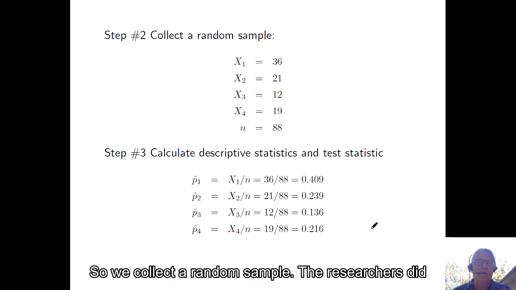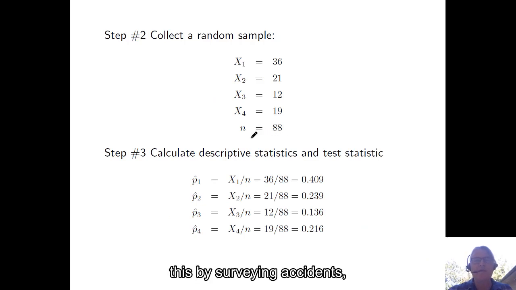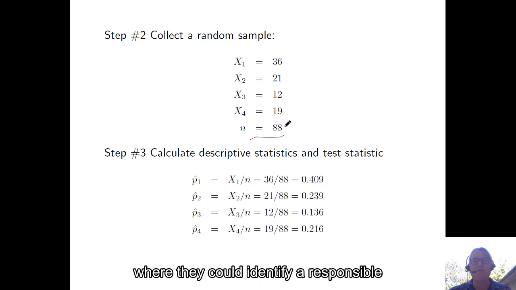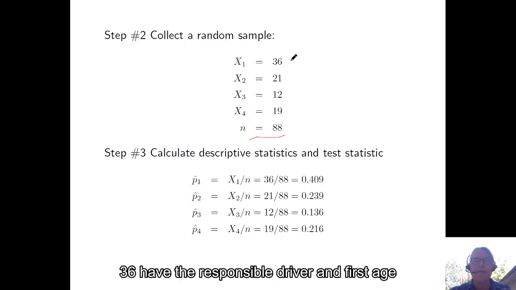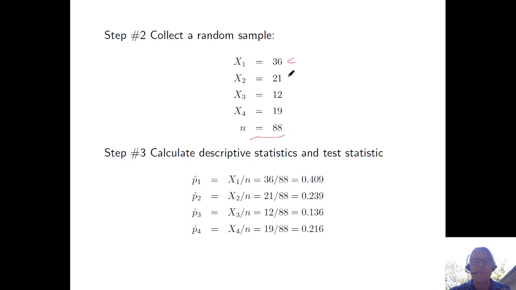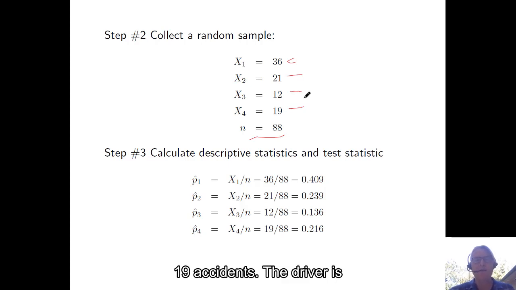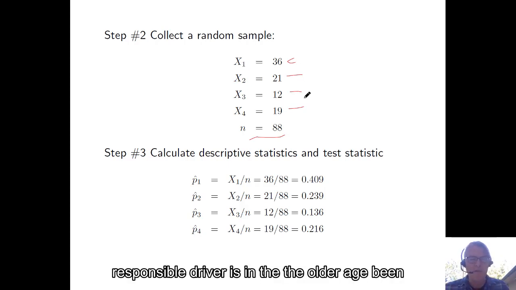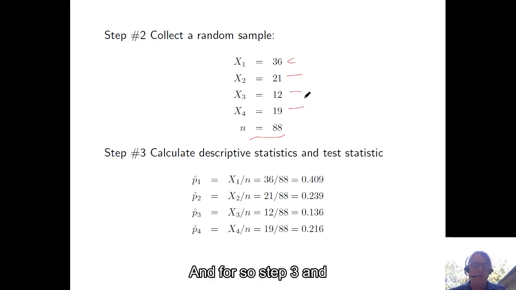So we collect a random sample. The researchers did this by surveying accidents where they could identify a responsible driver. They found 88 such accidents, and these were the data. 36 had the responsible driver in the first age bin, 21 in the second, 12 in the third, and 19 accidents had the responsible driver in the oldest age bin, age bin 4.